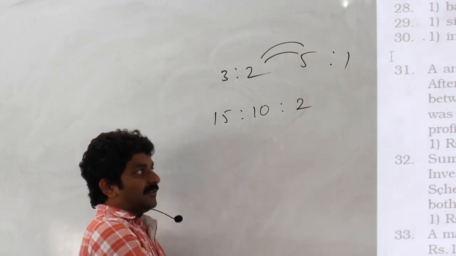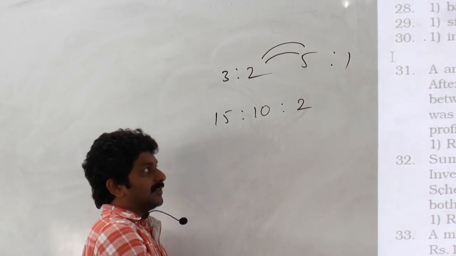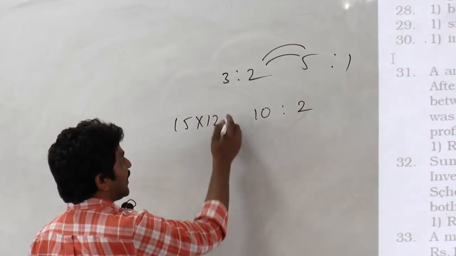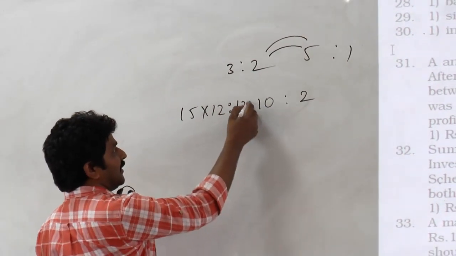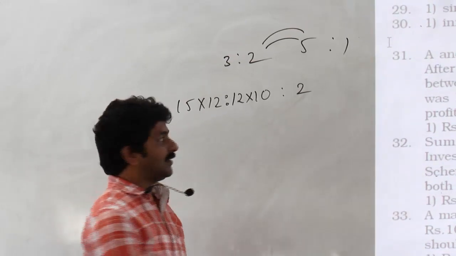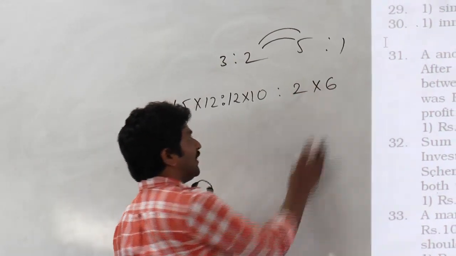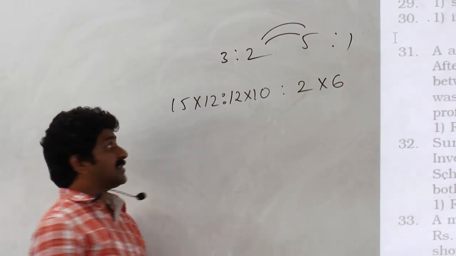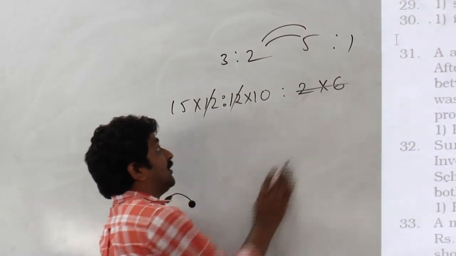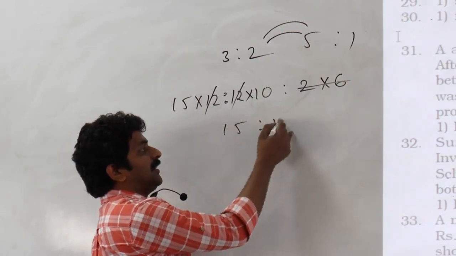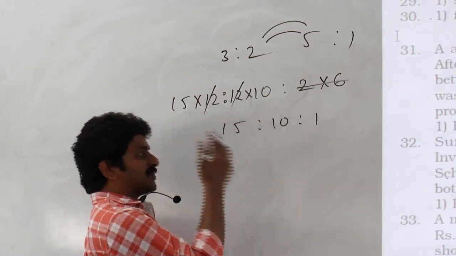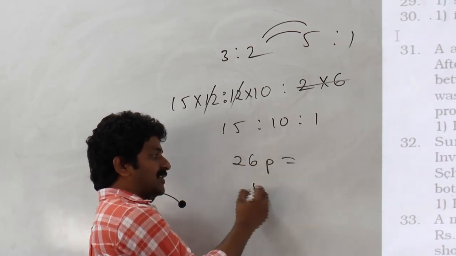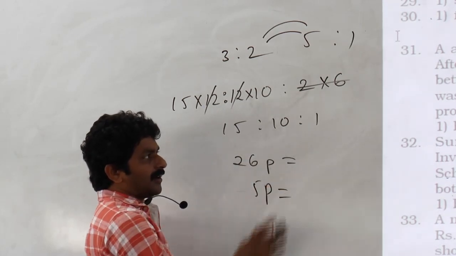A started with 15 parts and was there for 12 months. B started with 10 parts and was there for 12 months again. And C joined after 6 months, so he will be there for 6 months. Cancellation with 12, 12, 12 and then this one. Ratio is 15:10:1. Total number of parts is 26 parts. Difference between A's share and B's share is 5 parts. The answer should be a multiple of 5, all are right.